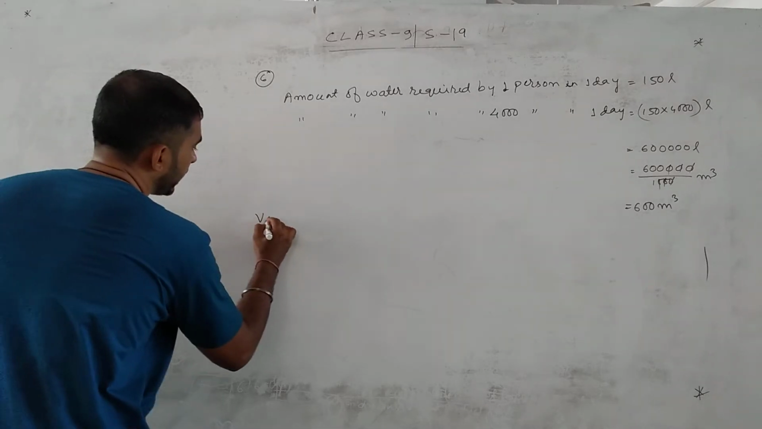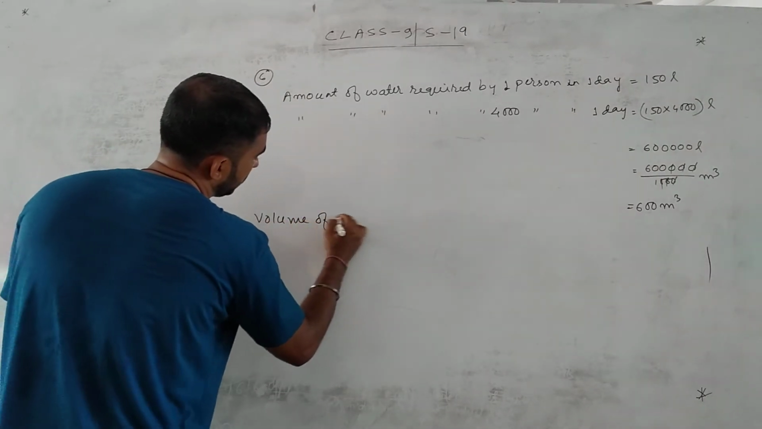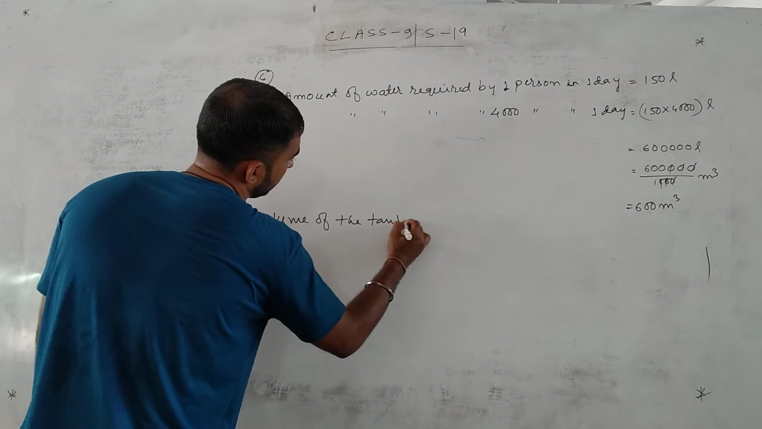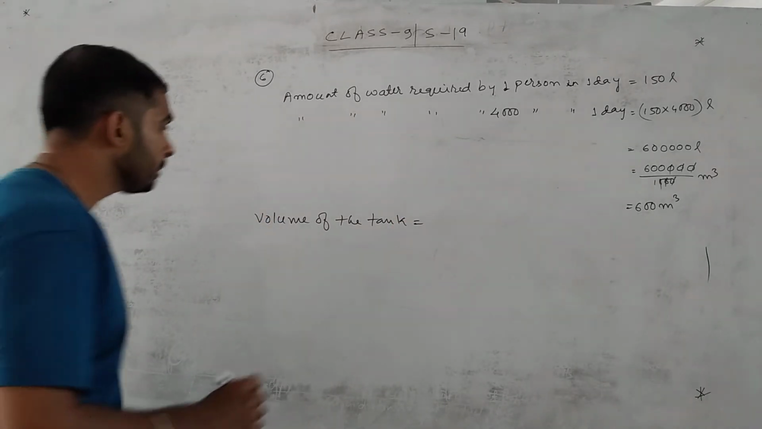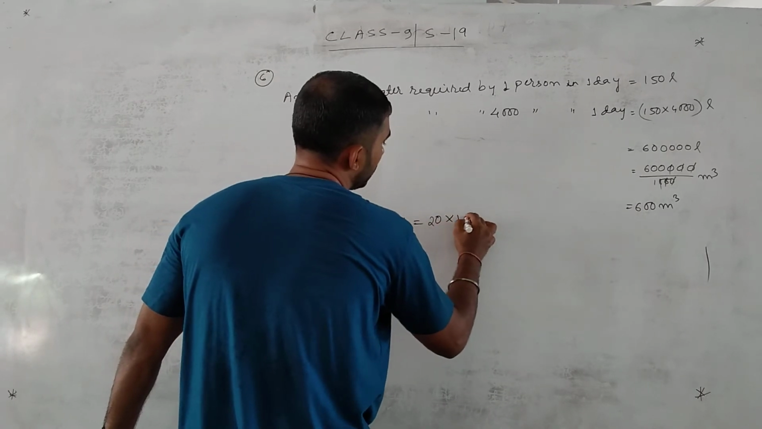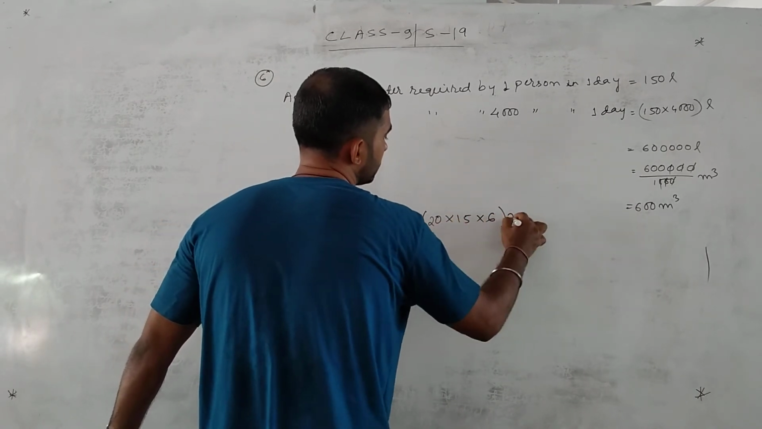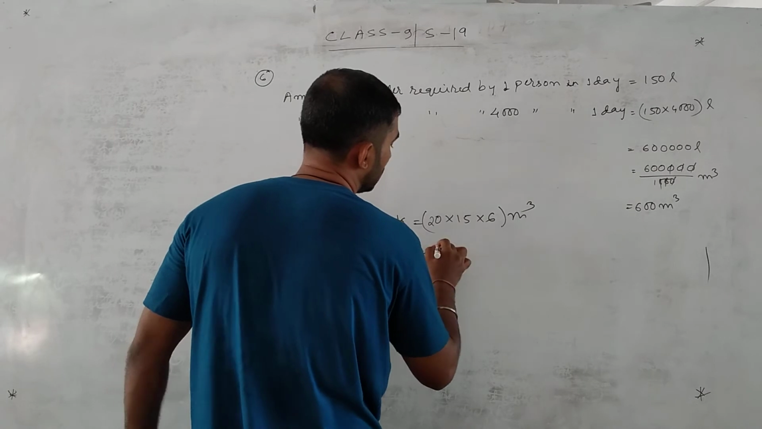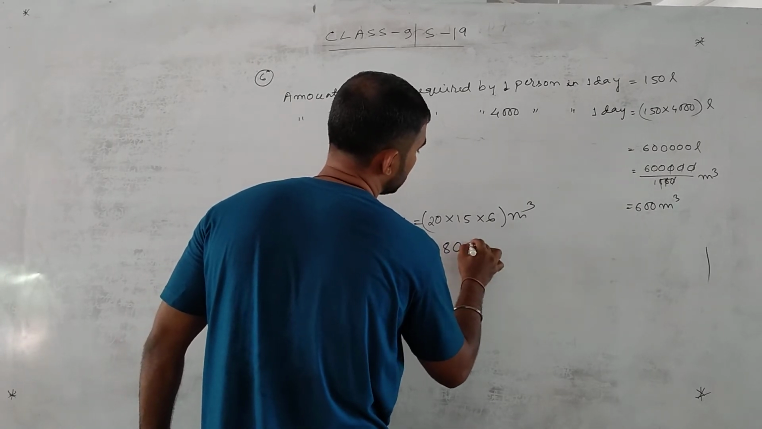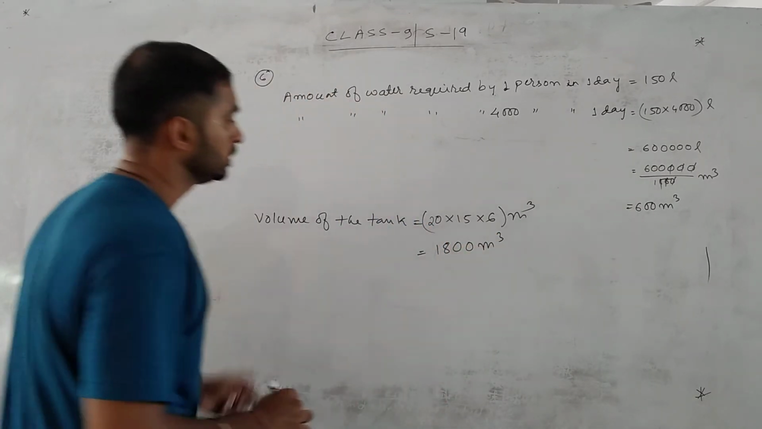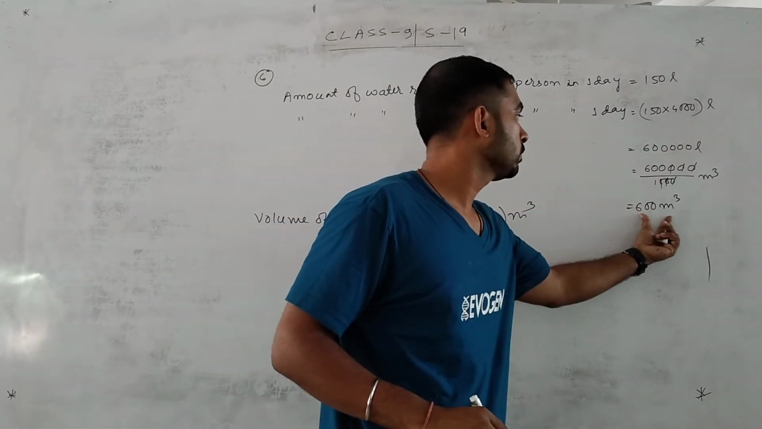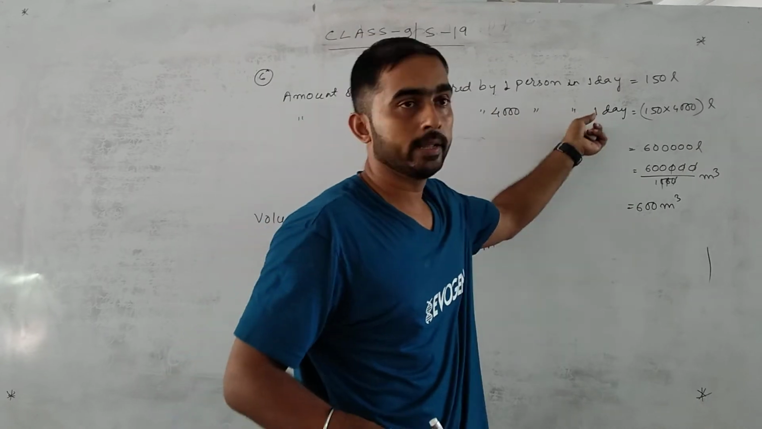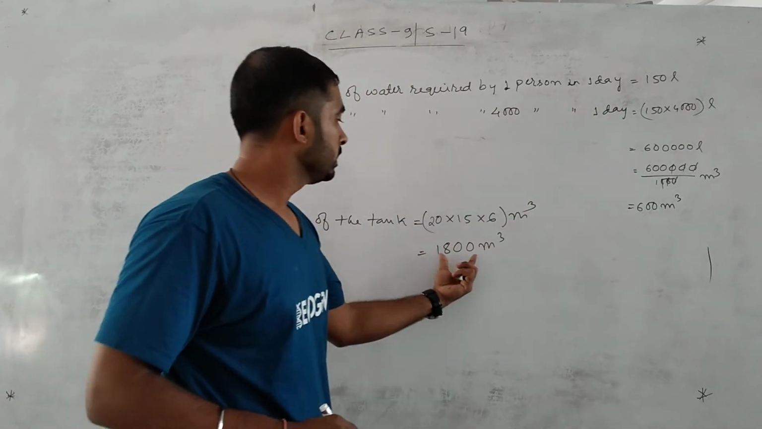Now the volume of the tank. Volume of the tank equals L times B times H. Here L equals 20, B equals 15 and height equals 6. So 1800 cubic meters. So this much of water is present in the tank, and 600 cubic meters of water is required by 4,000 persons in one day. So how long does this water last?